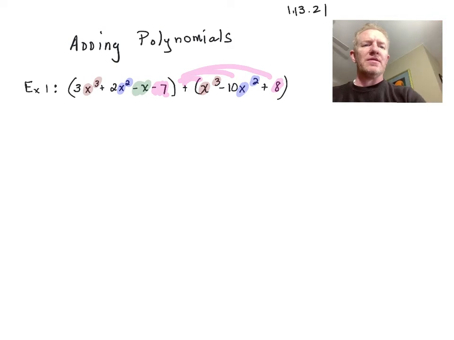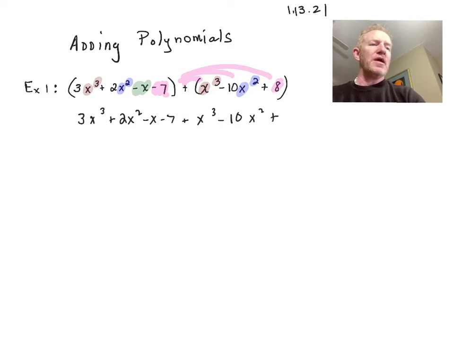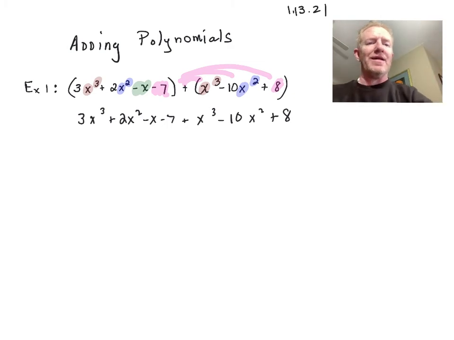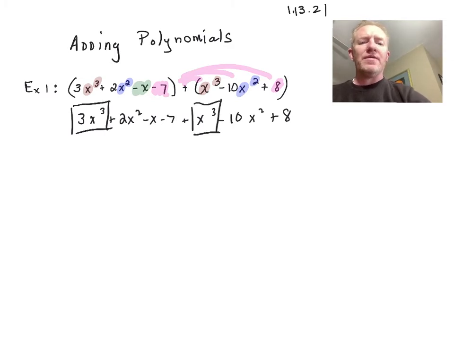So this is exactly the same problem. 3x cubed plus 2x squared minus x minus 7 plus x cubed minus 10x squared plus 8. Now when I do this on paper, because I don't have a highlighter like I do on the tablet, what I do is I go, okay, there's an x cubed and there's an x cubed. Now to add those, all you do is add their coefficients.